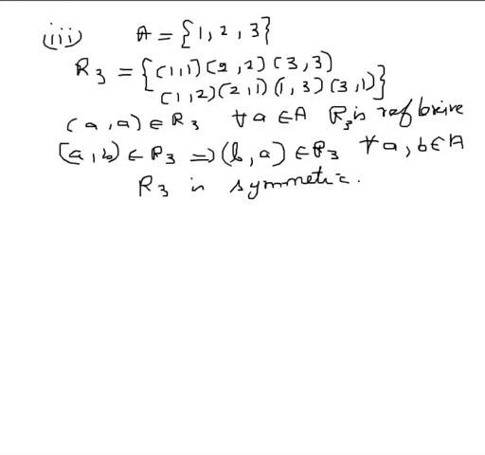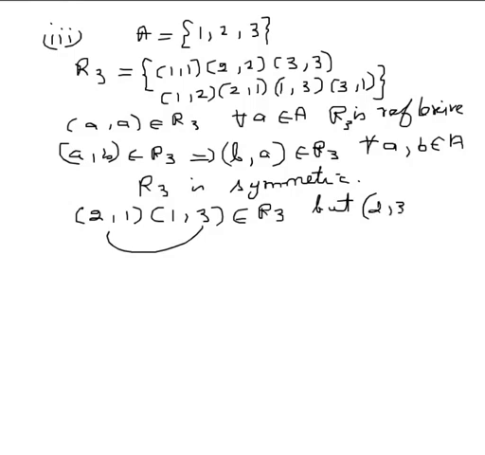But check, give a counter example to show that it is not transitive. Take (2, 1) and (1, 3). See these elements? 1 is a common element. They belong to R3, but (2, 3), that is (A, C), you have to check, doesn't belong to R3. Therefore, R3 is not transitive. That's it. We have to give an example which is reflexive, symmetric, but not transitive.